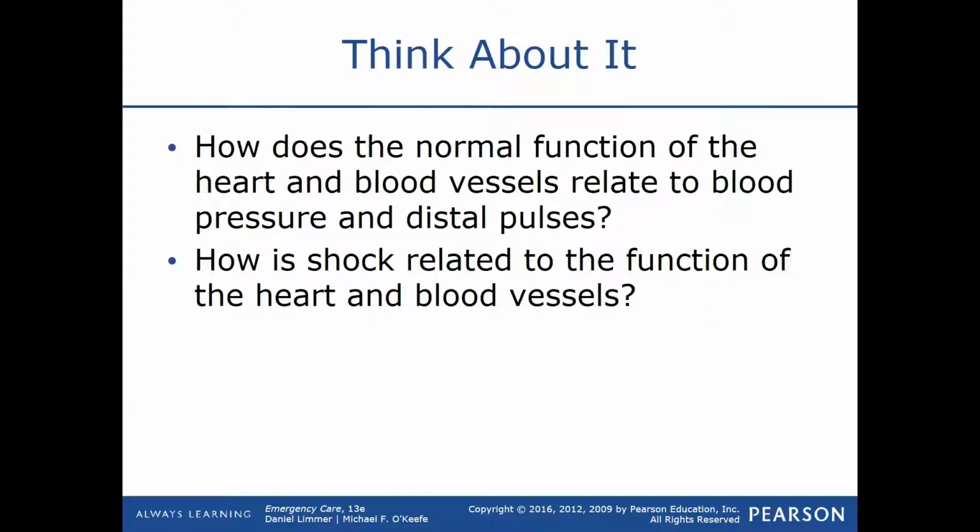So shock is just the heart not functioning, right? So the heart is just not adequately getting blood through the body, so through the blood vessels.